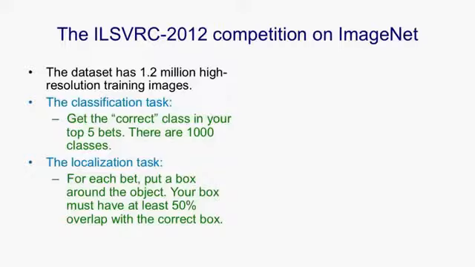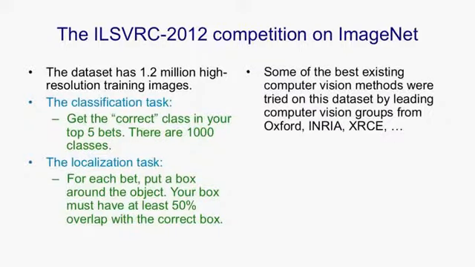So for the localization task, you have to place a box around an object once you've recognized it, and to get it right, your box must have at least a 50% overlap with the correct box. On this task, people tried some of the best existing computer vision methods. So leading groups from Oxford and the French National Research Labs, INRIA, and Xerox's European Research Centre, and various other universities tried this task and discovered it's very hard.